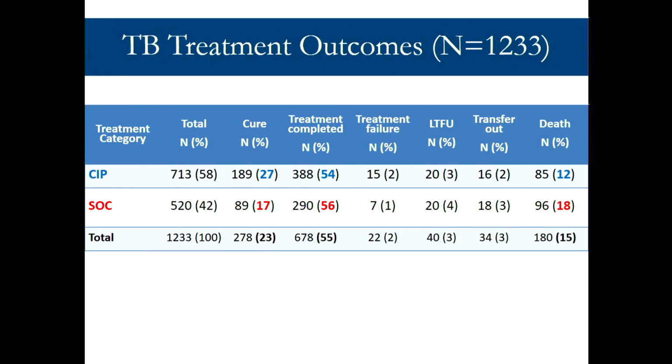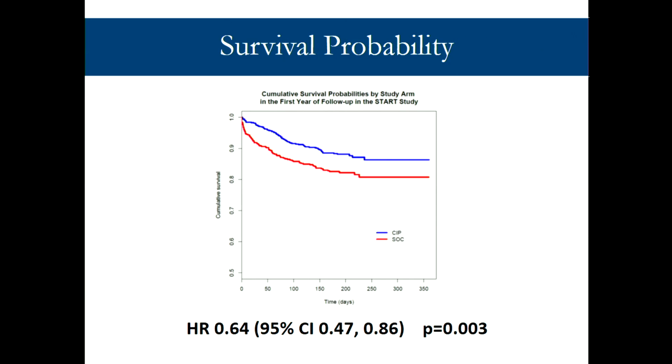All TB treatment outcomes for the entire cohort are shown here. You can see that in the CIP arm, 27% of patients achieved cure, compared to 17% in the SOC arm. Overall, 15% of patients died. The death rate was 12% in the CIP arm and 18% in the SOC arm.